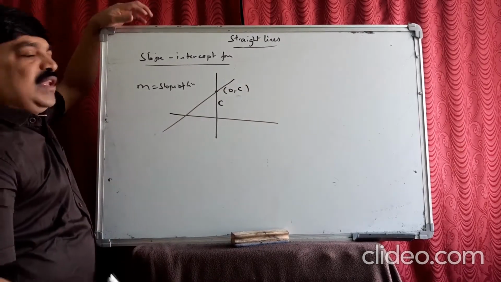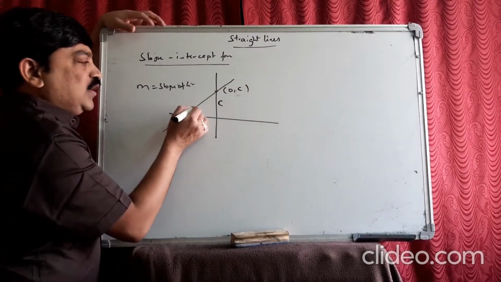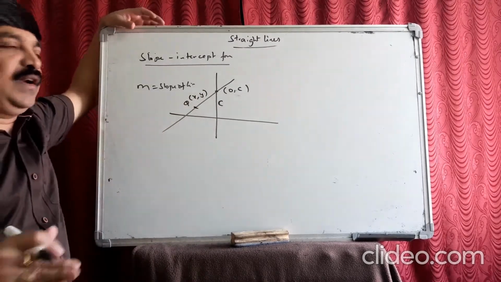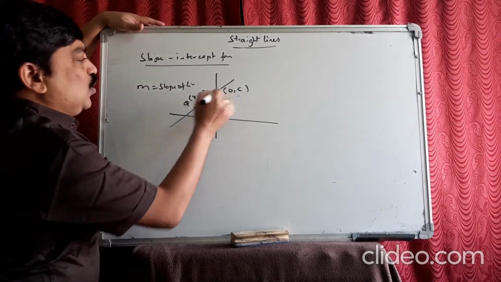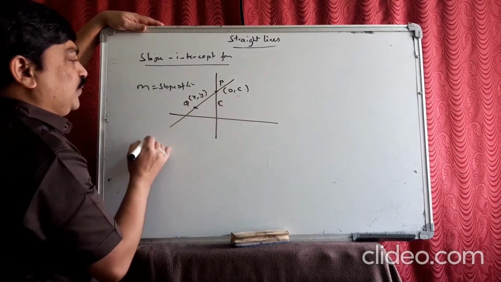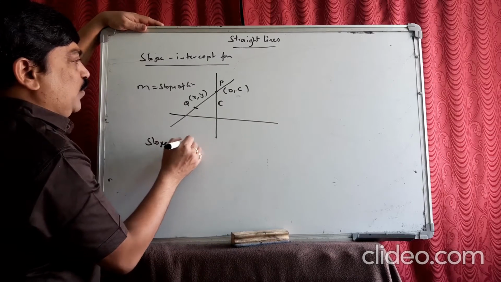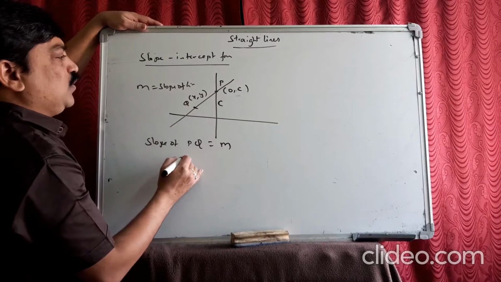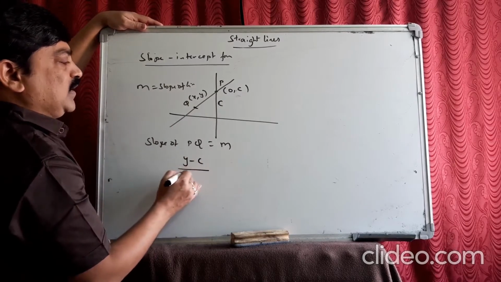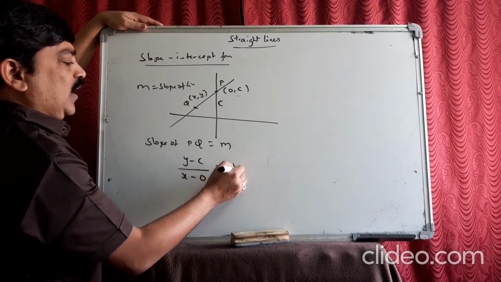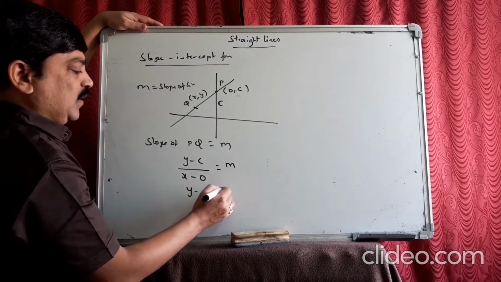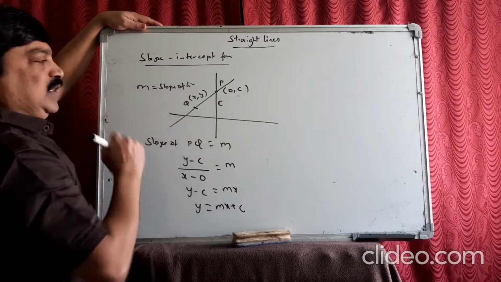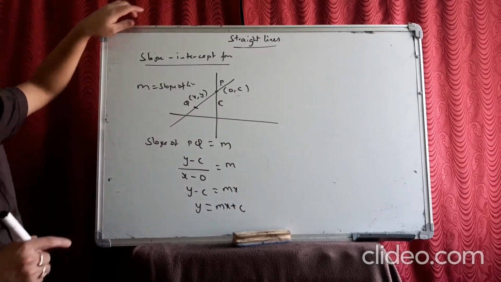I told you the basic thing required is Q of (x, y). Okay, Q of (x, y) is the basic thing required. Now what you can do? Let us take this as P. Slope of PQ is equal to m. Slope of PQ is (y2 minus y1), that is (y minus c) by (x minus 0), equal to m. So y minus c becomes mx. So y is equal to mx plus c.